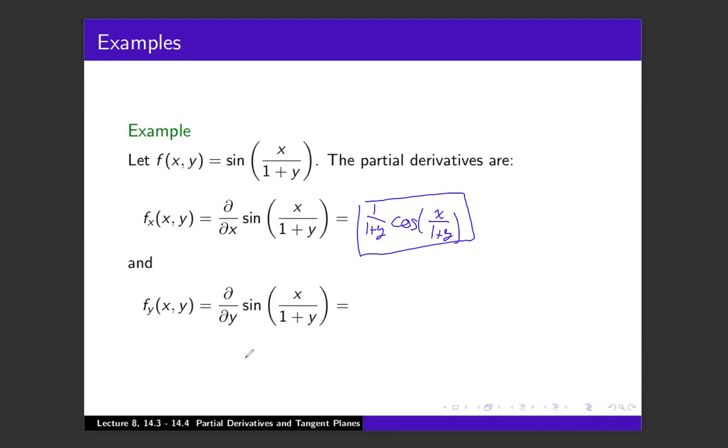And meanwhile, you've got f_y. Again, you need to use the chain rule. And in this case, the chain rule is going to give you negative x over 1 plus y all squared, times cosine of x over 1 plus y. And that's the partial derivative of this thing with respect to y. And you can go all day. You can keep on taking derivatives and partial derivatives of multivariable functions as much as you could possibly want.